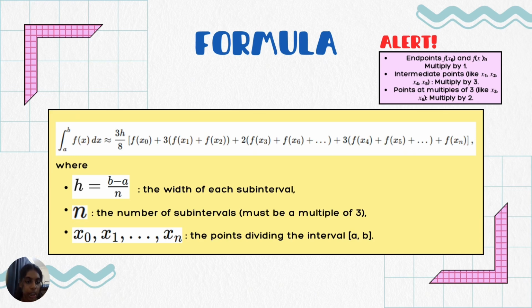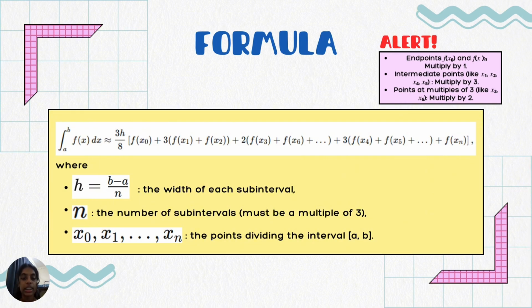Here we can see the formula: integral of f(x) dx equals 3h over 8 times f(x0) plus 3 multiplied by f(x1) plus f(x2) plus 2f(x3) plus f(x6) and plus 3 f(x4) plus f(x5) and so on. h is equal to (b minus a) over n, the width of each subinterval, and the number of subintervals must be a multiple of 3, and x0, x1 and xn are the points dividing the interval a, b.